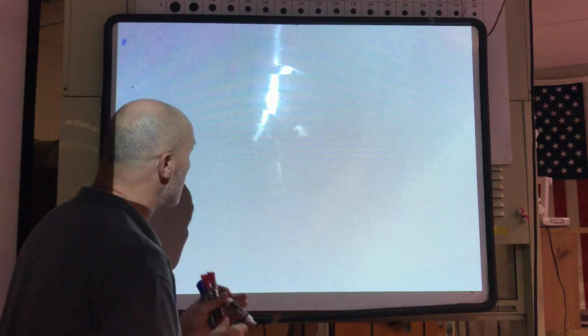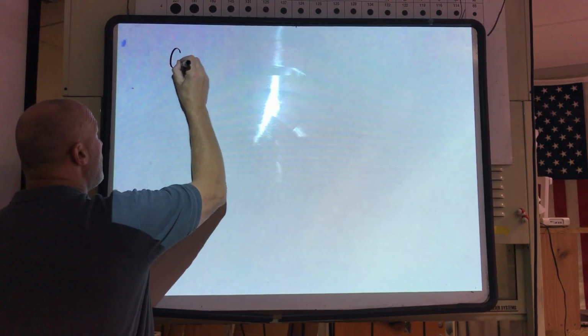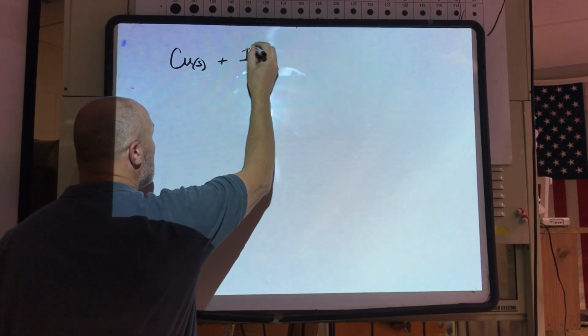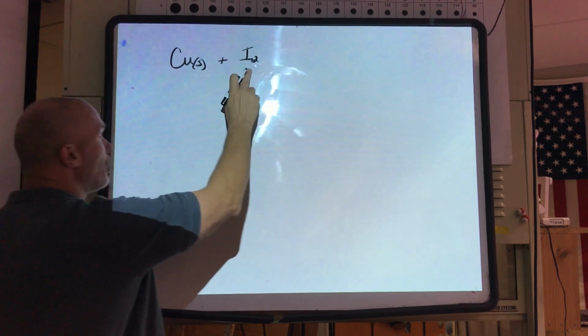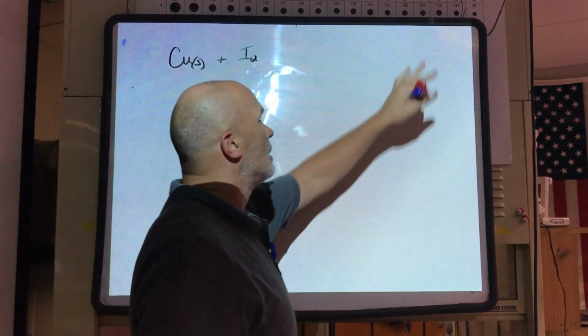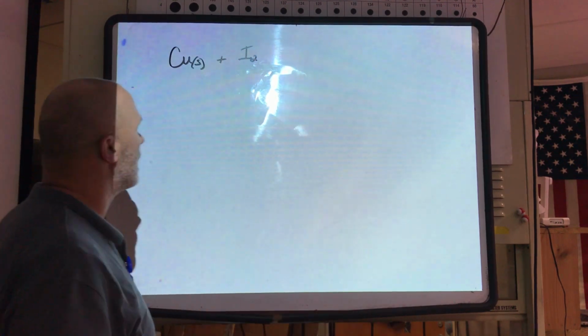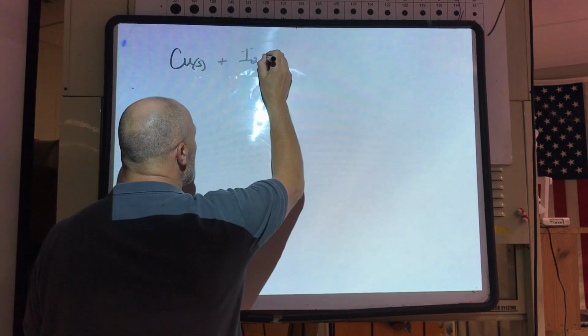I keep saying empirical mass, but I'm sorry. So let's talk about the reaction. What we have here is elemental copper, and we're going to react it with iodine gas. We know iodine is a molecular compound. It's a non-metal, in the top right of the periodic table, and it's going to be a gas, okay?